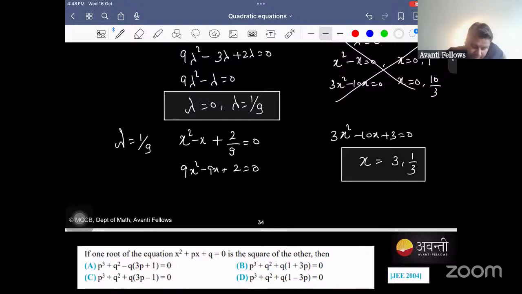From this equation the roots will be, if I solve it, 18 means 6. So it will be 9x square minus 6x minus 3x plus 2 equal to 0. So one root is 1 by 3 and the other root is 2 by 3. How is that possible?